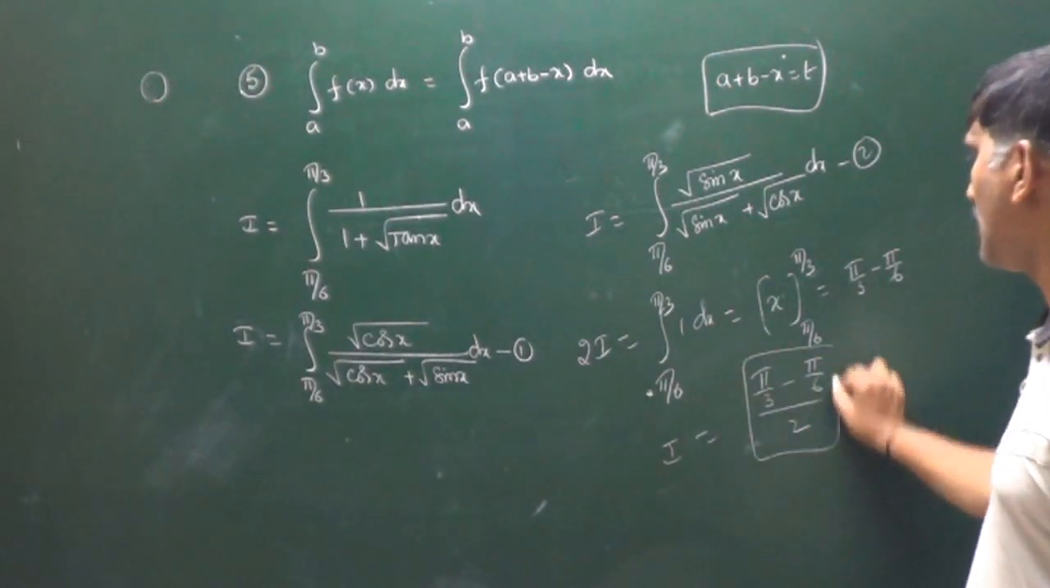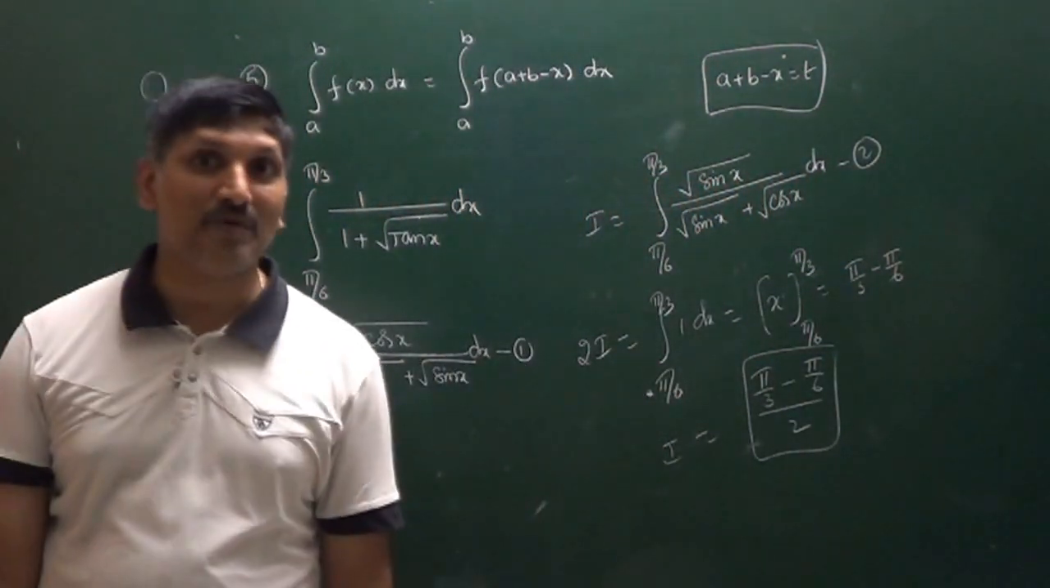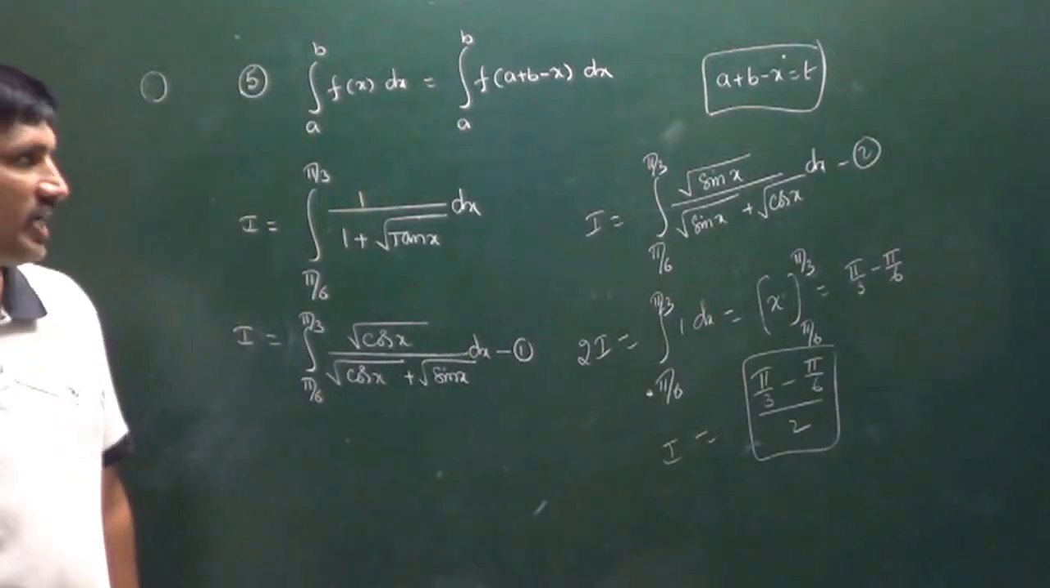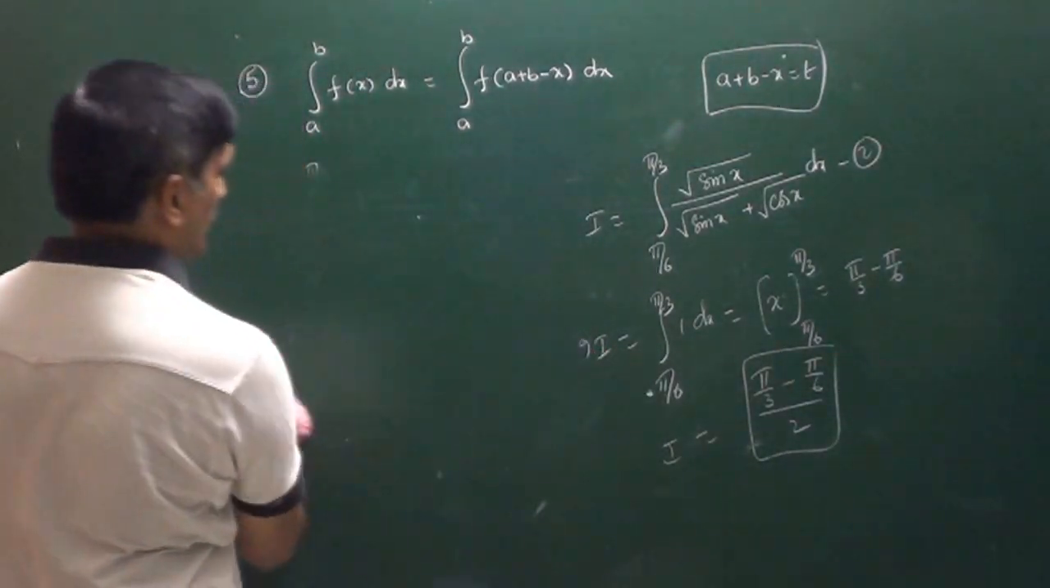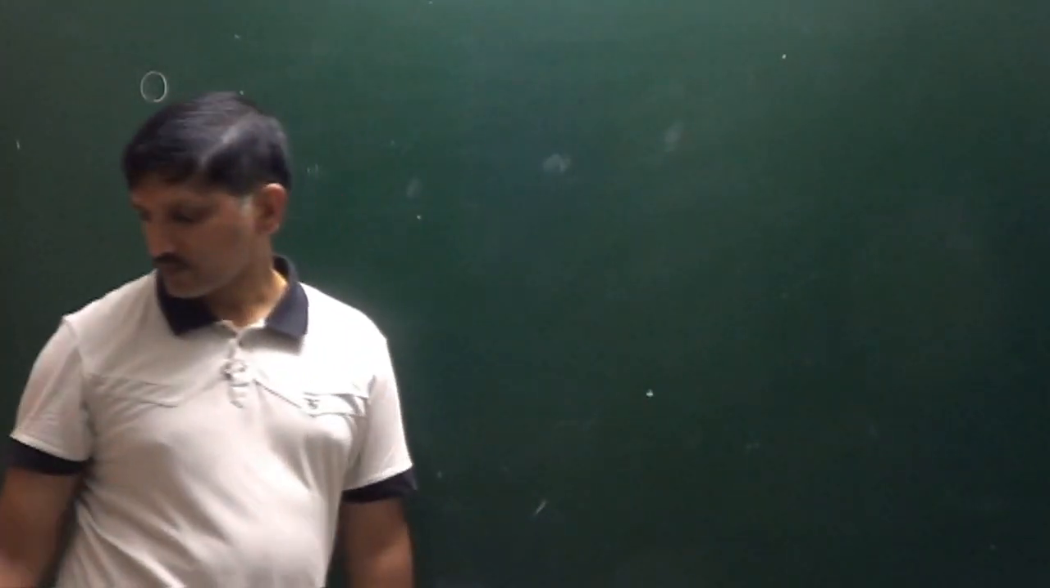What is the answer we got? We got the answer as upper limit minus lower limit divided by 2. So directly we can do the answer like this for objective exams: upper limit minus lower limit divided by 2.